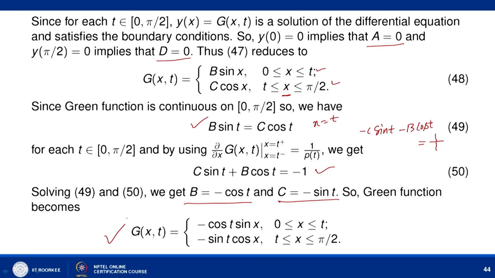now we are able to write down the Green function, that is g(x,t) is minus cos t sin x for x from 0 to t and minus sin t cos x when x is from t to pi by 2, and you can see that the symmetry is preserved here. So, it means that g(x,t) can be replaced by g(t,x). Anyway, so now let us fix the boundary condition as well.